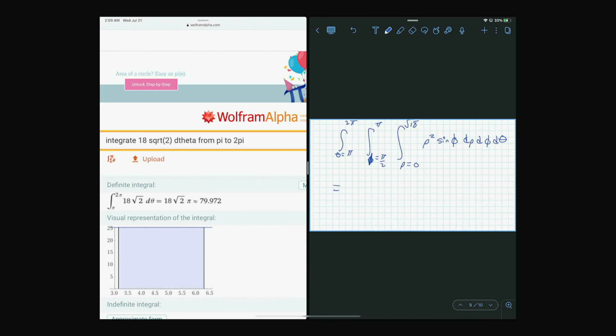We get 18 square root 2 pi, and this was a volume, so it should be units cubed. I'm just going to type this in, get it right, 18 square root 2 pi. Submit. Yay, we got it.